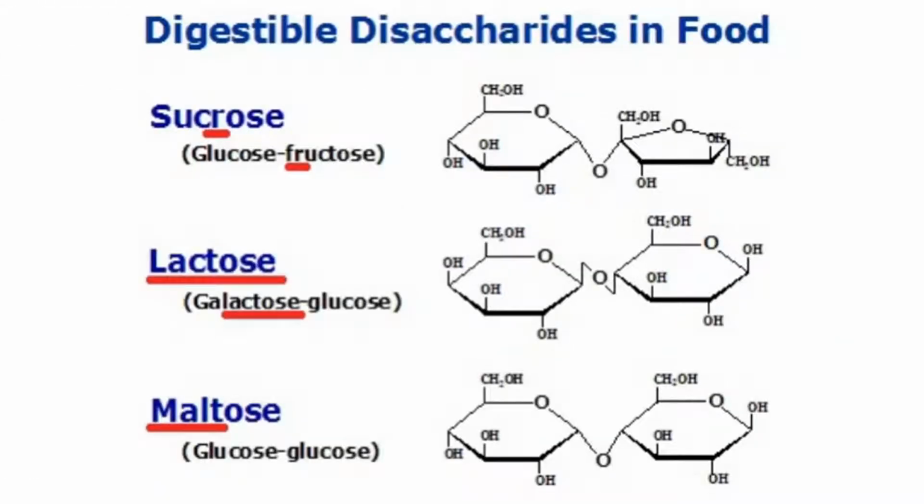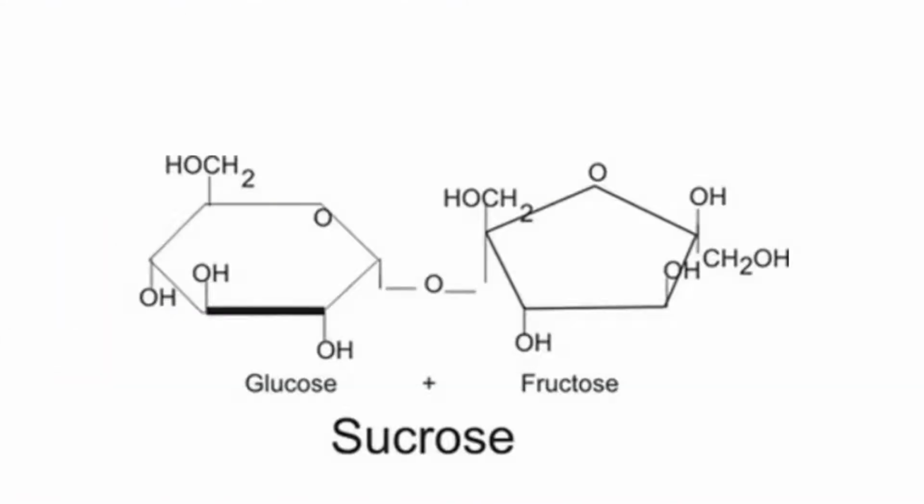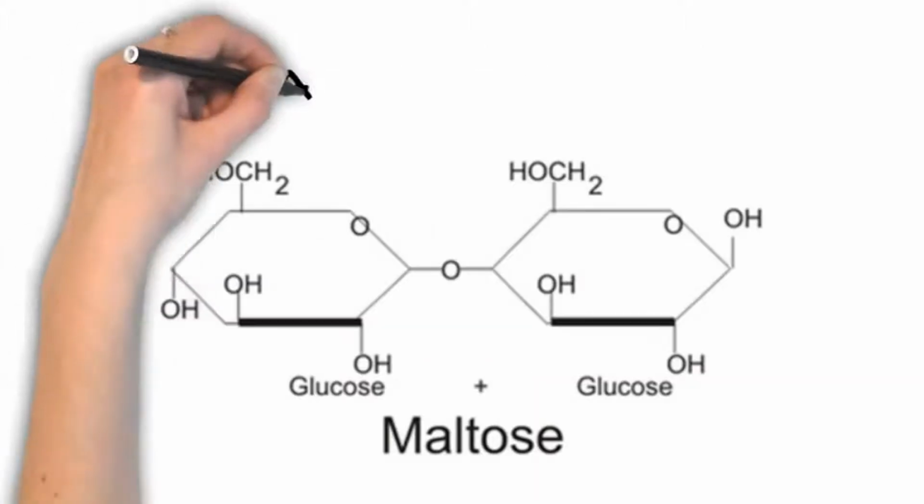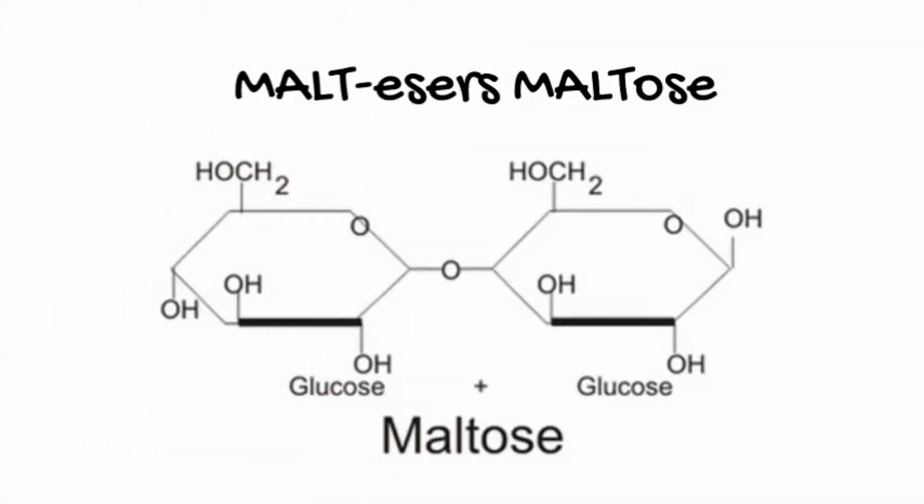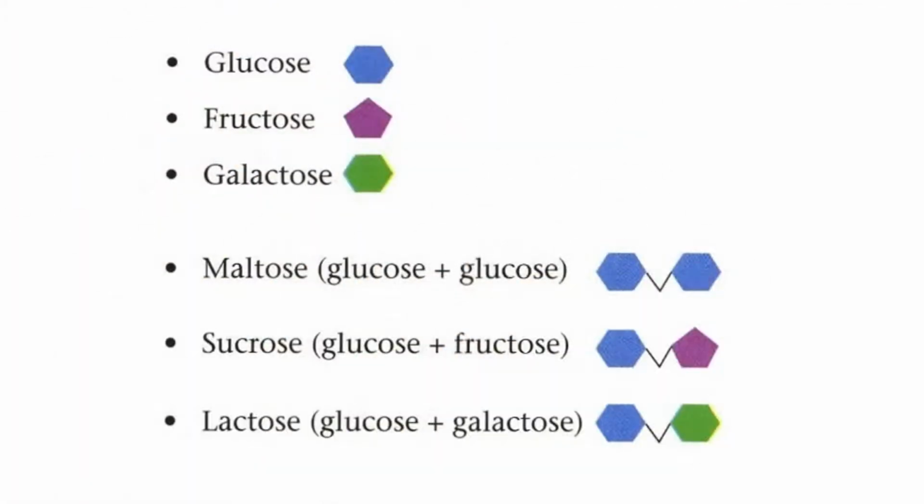The three disaccharides we need to know are displayed here. The first of these is sucrose. Sucrose is glucose plus fructose. The second one is lactose. Common sense, galactose and glucose forms lactose. And finally, maltose sounds like Maltesers, pure sugar, glucose plus glucose. Here you can see all three of these disaccharides laid out.